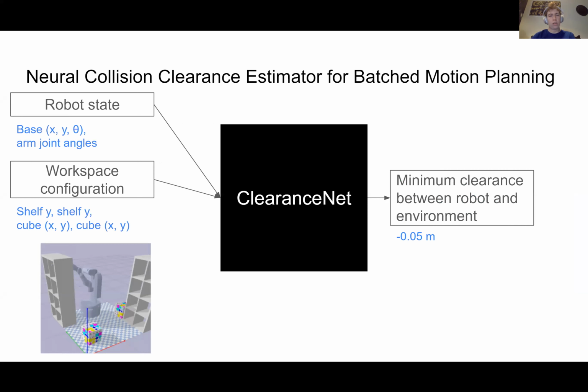So we use this as the collision detector in an RRT, make a couple of modifications, including a neat trick with the gradient of ClearanceNet that we use to move the path more into free space. You can learn more about it in our video.